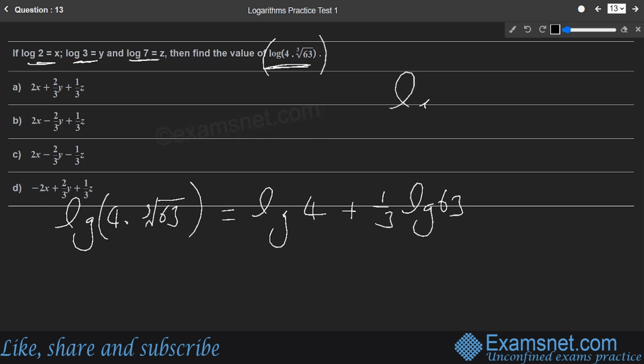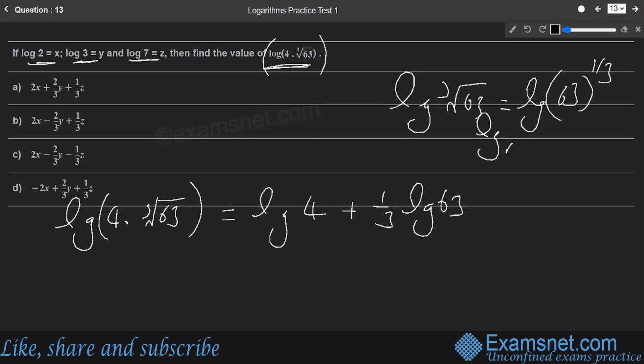How have we written it like that? Because log of the cube root of 63 is nothing but log of 63 to the power 1 by 3, and we have a property which says log m to the power n is n log m. So this 1 by 3 has been dropped out in front. So 1 by 3 has come back, and 1 by 3 log 63 is the final expression. Now this is what we have right now.